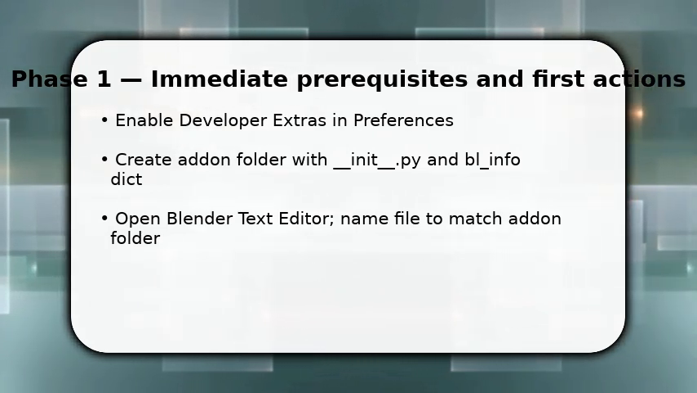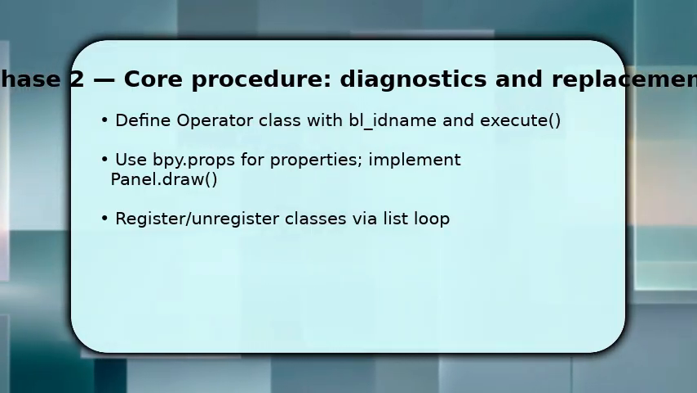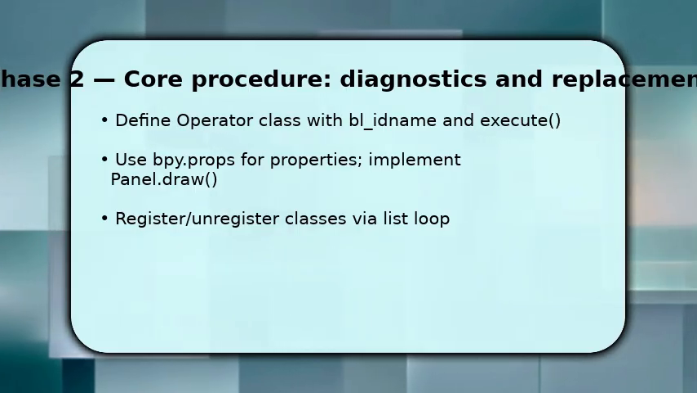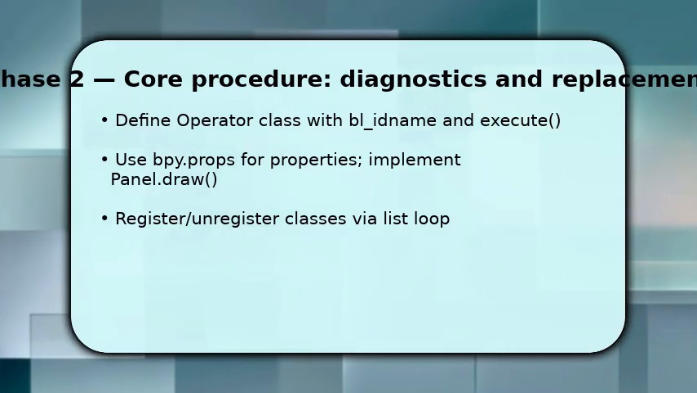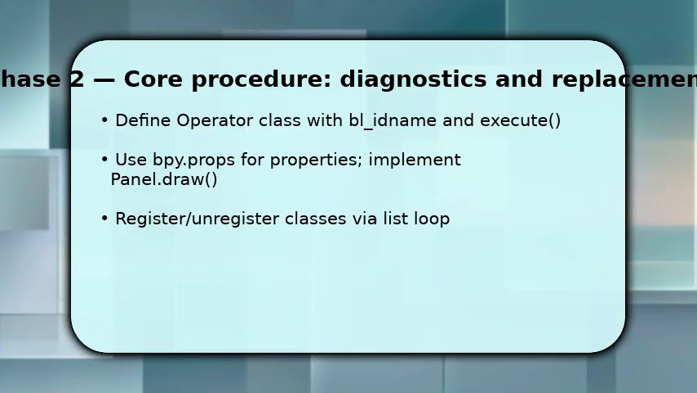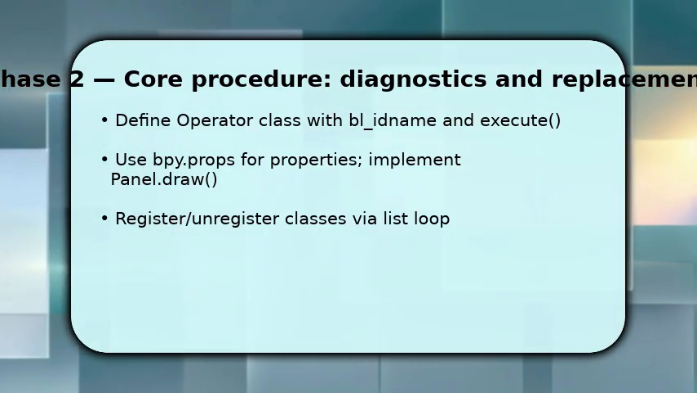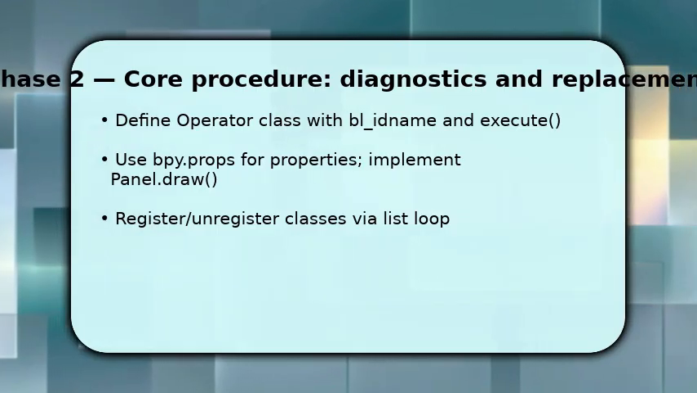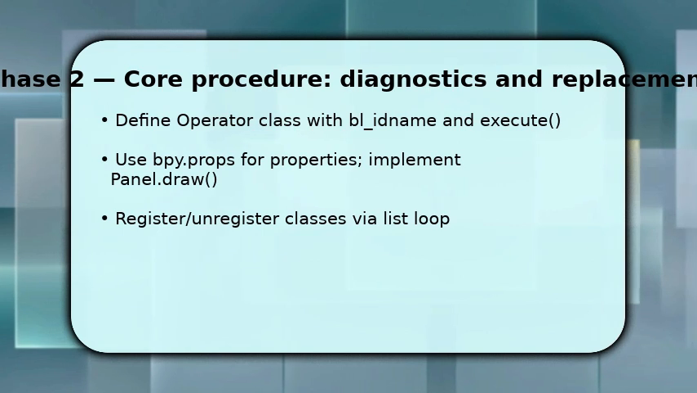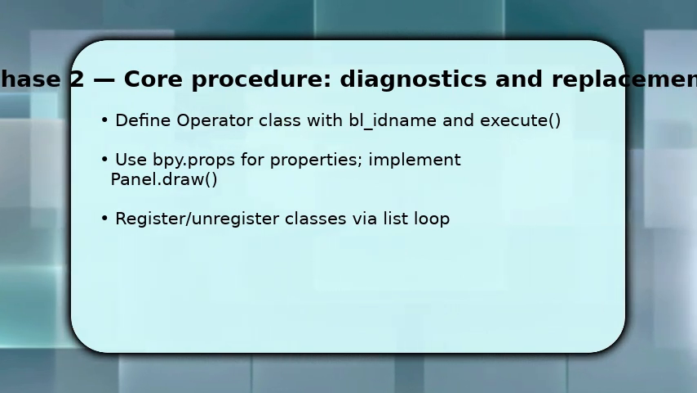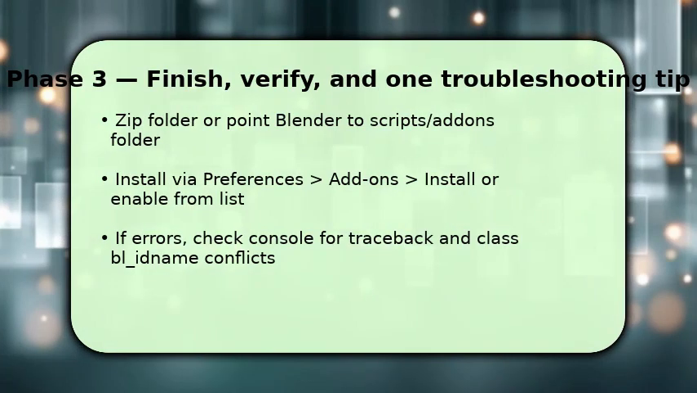Now implement the operator, properties, and UI. This is the complex middle. Write an operator class with a clear bl_idname and implement execute(self, context) to do the work, return finished or canceled. Add properties with bpy.props, e.g., IntProperty, FloatProperty to store user input, use them in the operator or panel. Create a panel class with draw(self, context) to expose controls. Finally, create a classes list and call register and unregister in the module. That ensures Blender can load and finish by packaging, installing, and validating the add-on.